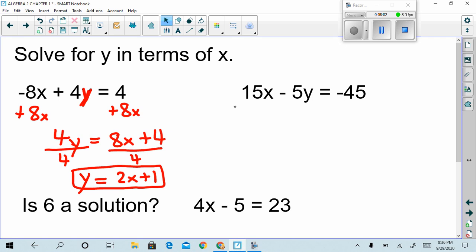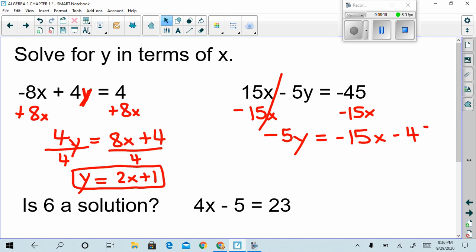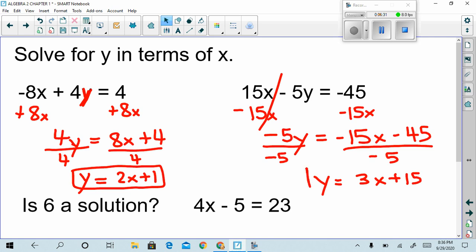If I see a positive number or term here, I'm going to subtract it over to the other side. I'm now left with a negative 5y, taking that sign in front. My x term comes before my constant. Divide this time by a negative, and I get y is equal to 3x plus 15. The signs change when you divide by a negative.